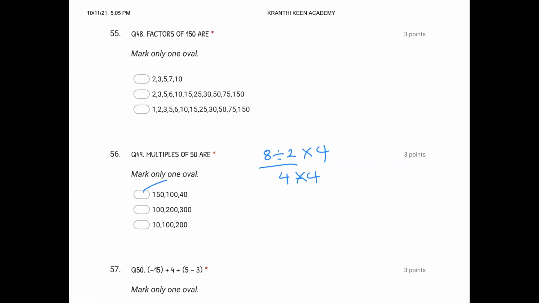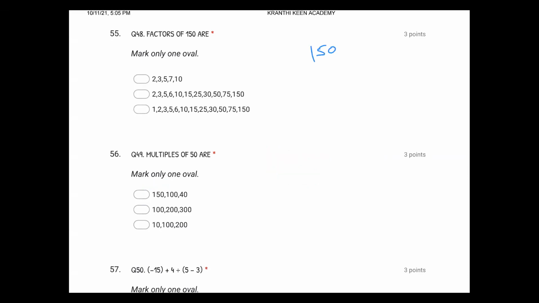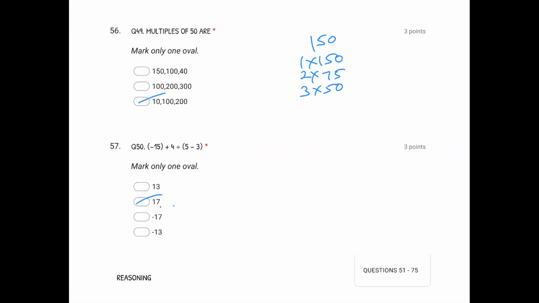Next question here. The factors of 150 are. If you do 1 into 150, 2 into 75, you have to find like that. These are all in the third option. The multiples of 50 are. 50 multiples, if you find this, the second option, 100, 200, 300, all will come in the 50.